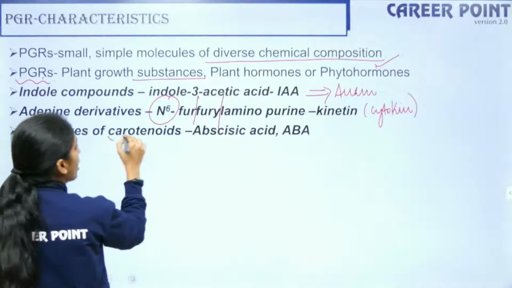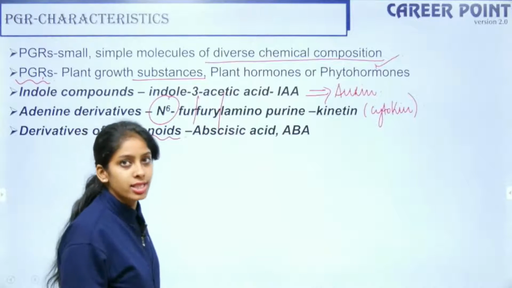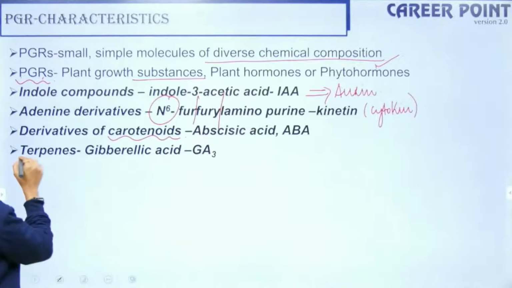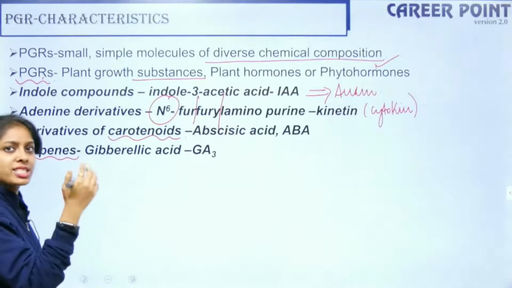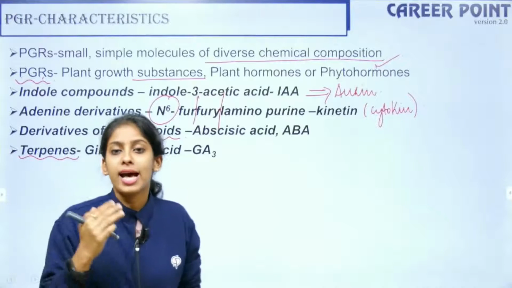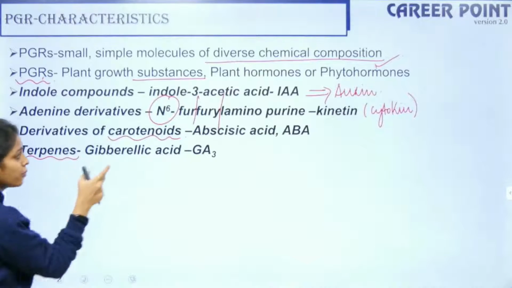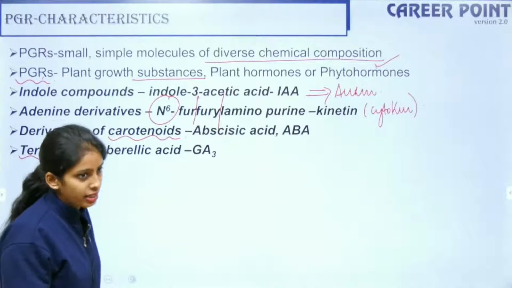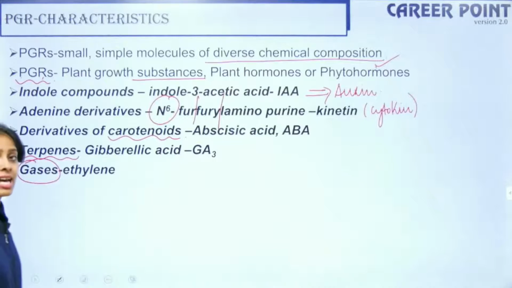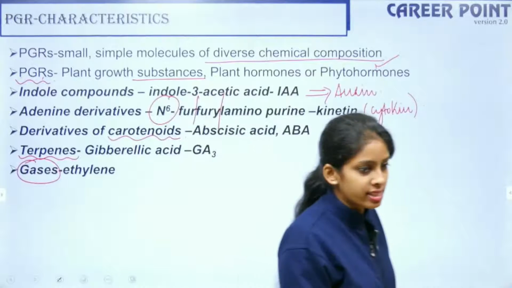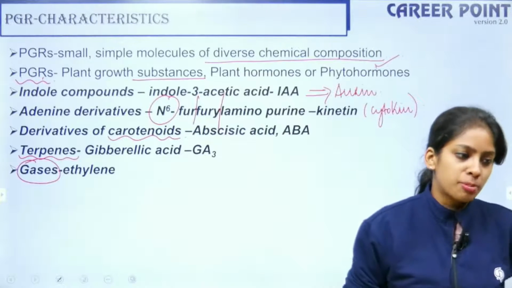The third one is derivative of carotenoids. They are pigments, right? So that is your abscisic acid. Then terpenes: if the plant growth regulator contains terpenes, just like an indole ring, an aromatic ring, it has a terpene structure, so it is known as gibberellic acid. And finally, if your plant growth regulator is a gas, it is ethylene. Kinetin is also called cytokinin, which promotes plant growth.